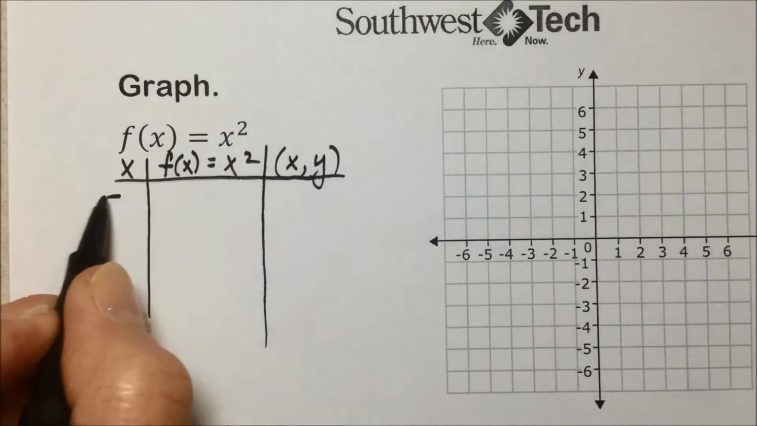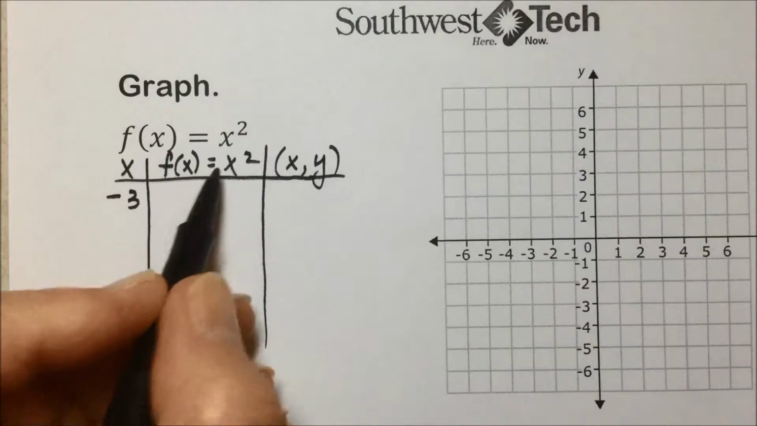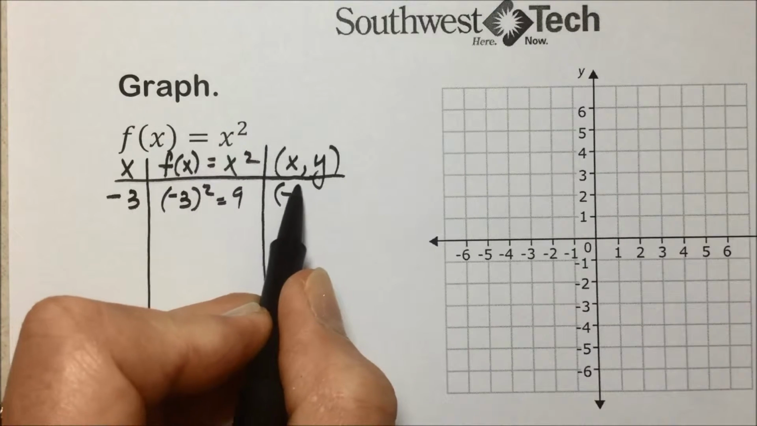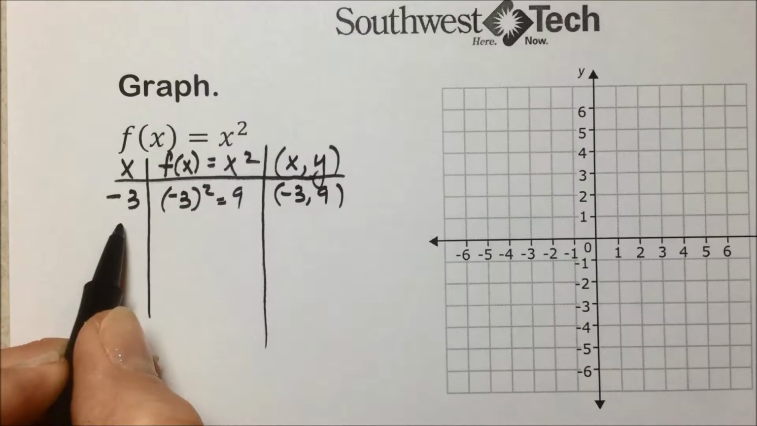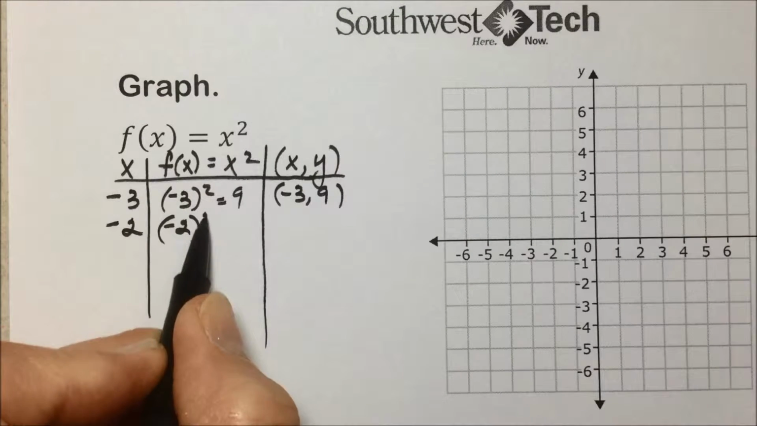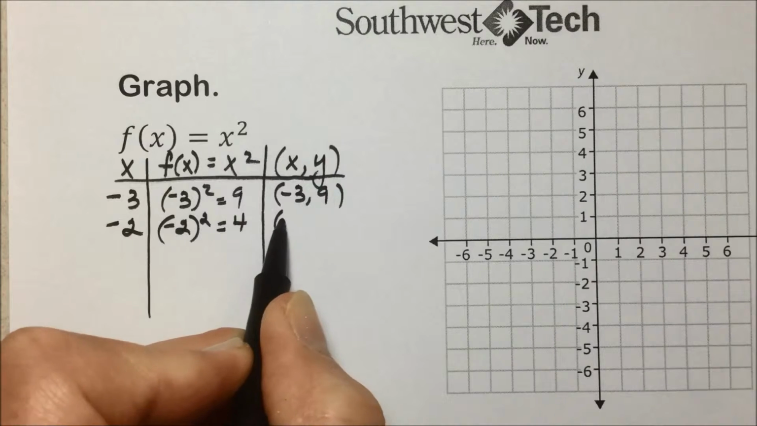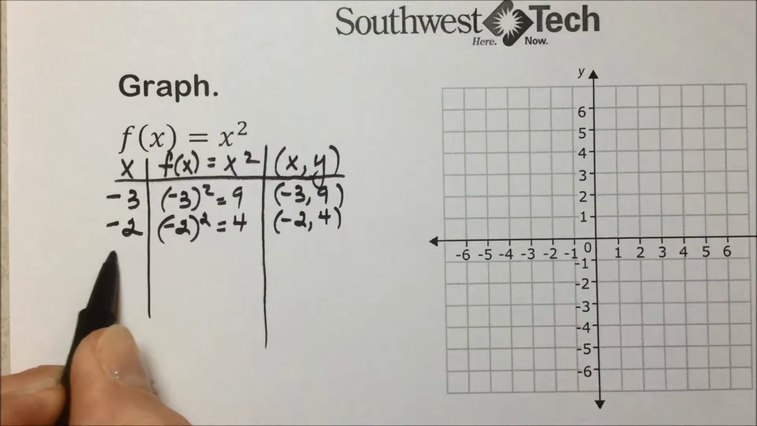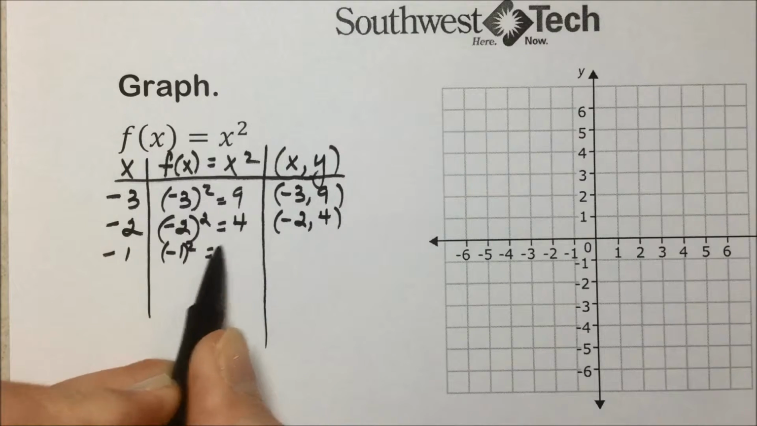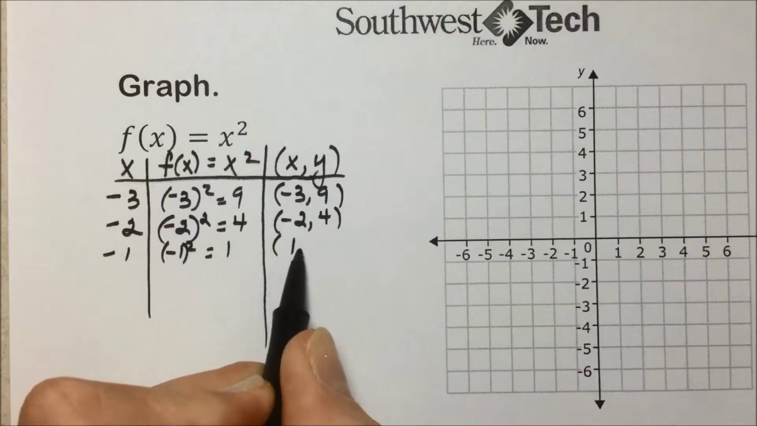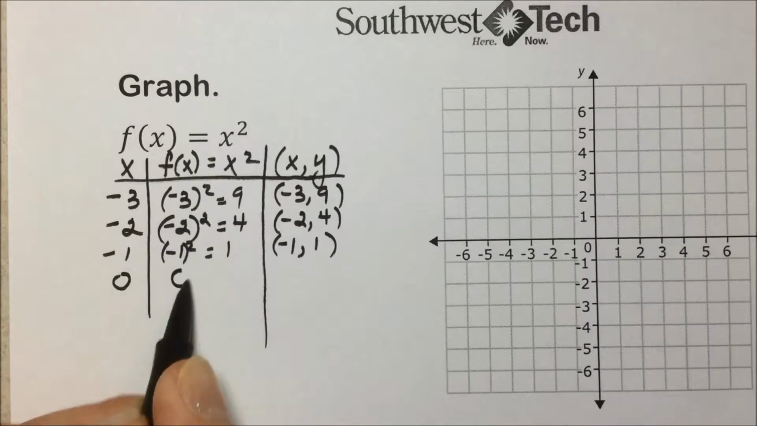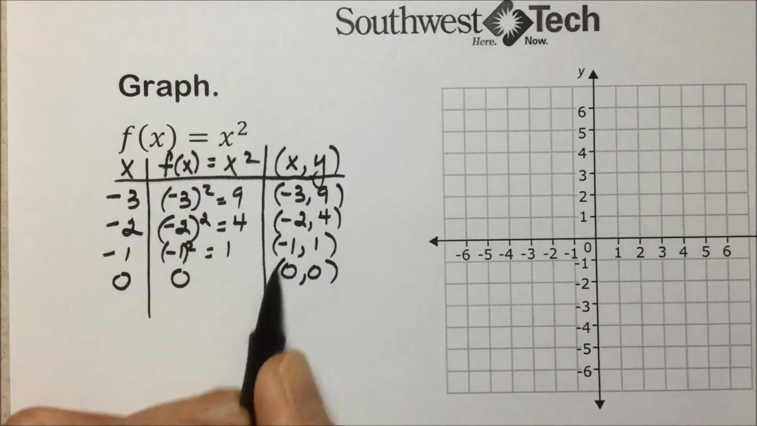Let's try some values. If we put a -3 in here, we would have -3 squared, which is equal to 9. So we'll have the point -3, 9. If we let x equal -2, we'd have -2 quantity squared, which is 4. So we have -2, 4. For -1, -1 squared is going to be positive 1. So we have the point -1, 1. For 0, 0 squared is 0. So we have the ordered pair 0, 0.